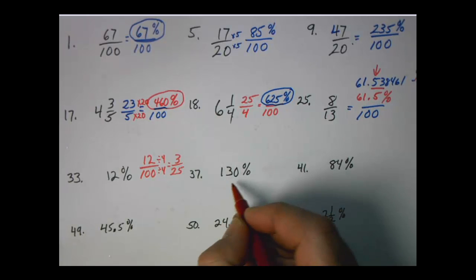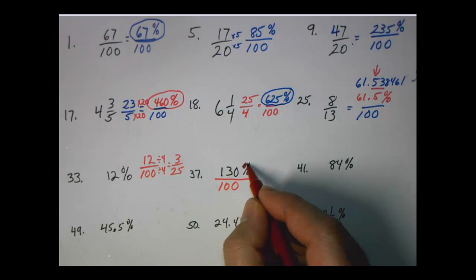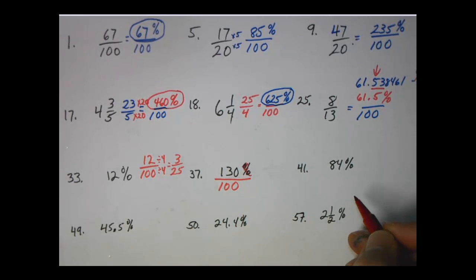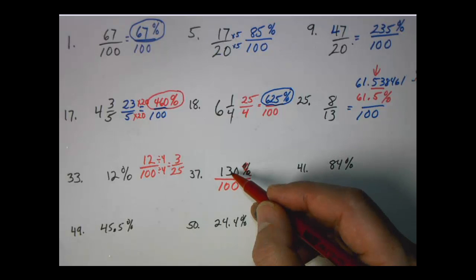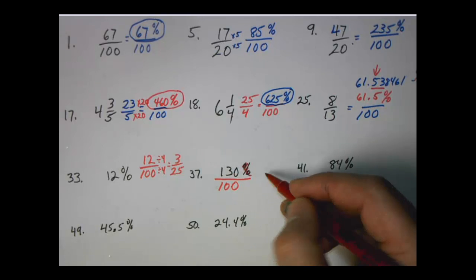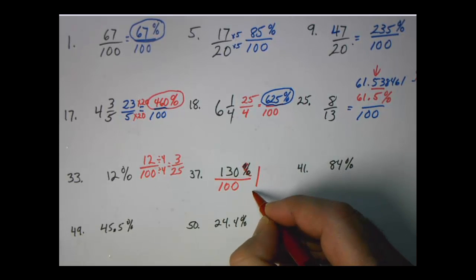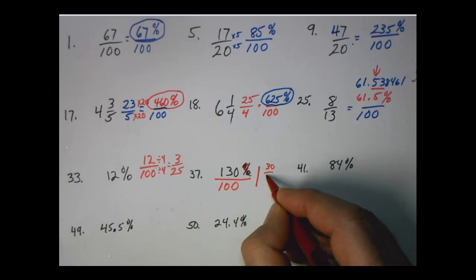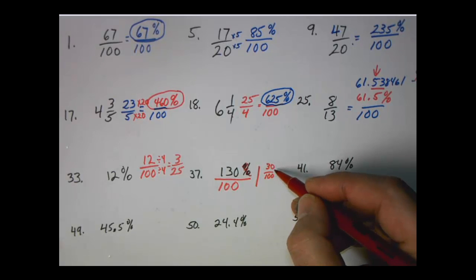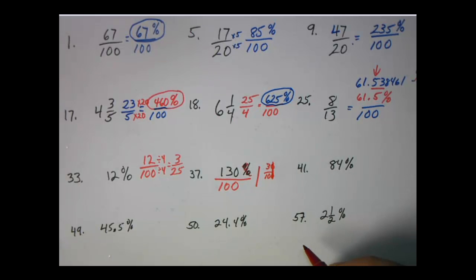So percents go over 100. Problem number 37. At that point then, the percent sign can go away, and now we're reducing. Well, we have an improper fraction. How many hundreds in 130? 1. Leftovers then are 30 hundredths, which can be reduced by 10. So we have 1 then and 3 tenths.